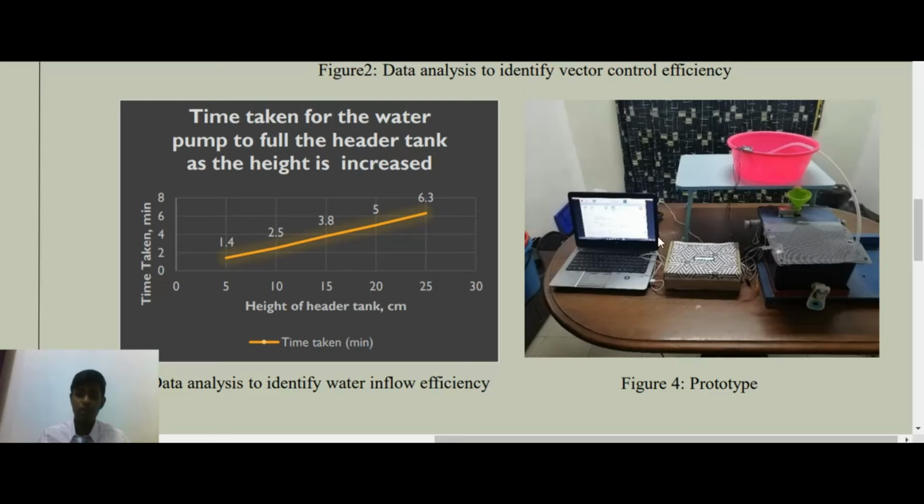In figure 4 over here, the development of the overall vector control and water flow management system for the rainwater harvesting tank is shown.